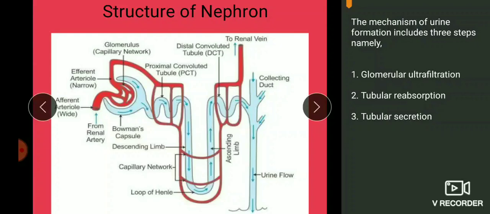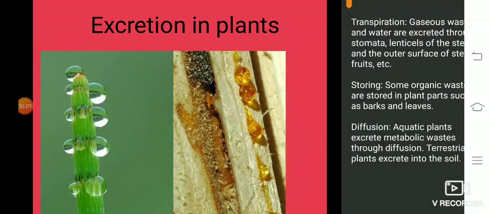Now, the next process is tubular secretion. So the filtrate which remains after the tubular secretion is nothing but urine. So urine is collected from the nephron by the collecting duct, okay, to carry it to the ureter. So this. Now let's see excretion in plants.